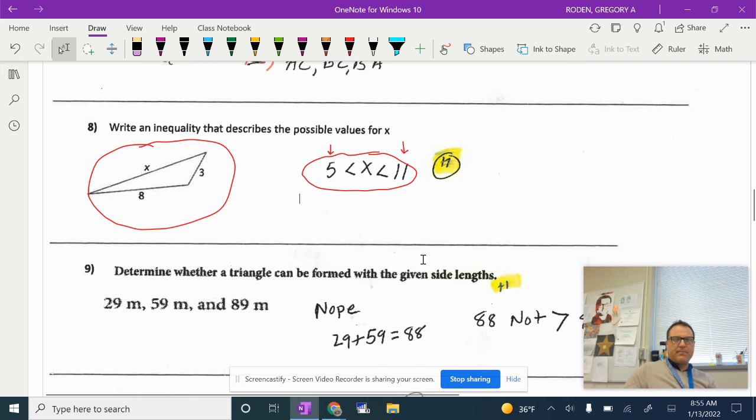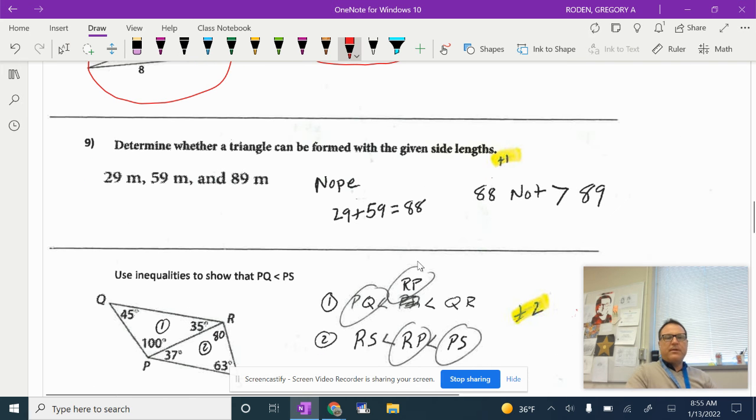Okay, awesome. All right, number 9, determine whether a triangle can be formed with a given length. Well, what you need to do is use that concept that we just talked about called the triangle inequality theorem. The triangle inequality theorem says when you add the two shorter sides, it has to be longer than the third side. In this case, they give us 3 actual sides. So 29 plus 59 is 88. 88 is not greater than 89, so the answer is no.